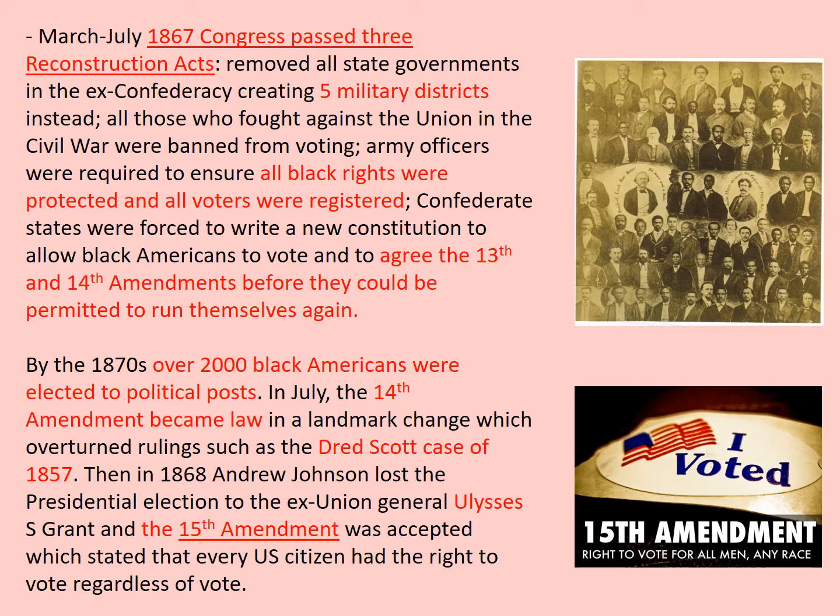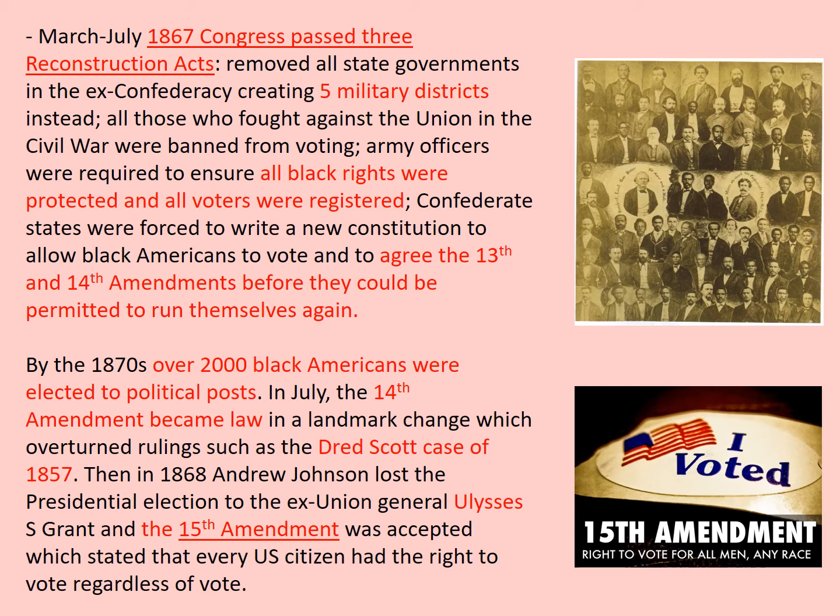They also say that there's 3 Reconstruction Acts. Basically, they said this is a nonsense that these southern states have had this power. So they established 5 military districts in the South. Army officers had to ensure black rights were protected. All voters' rights were registered, and the Confederate states had to write their own new constitutions, which allowed black Americans to vote and to agree the 13th and 14th Amendments before they were allowed to give them. So it's taken all that power that those southern states immediately gained straight after Lincoln's death, but it's really reduced it again.